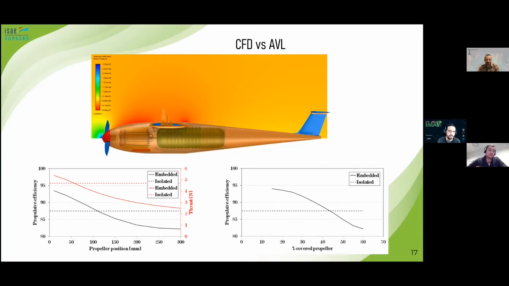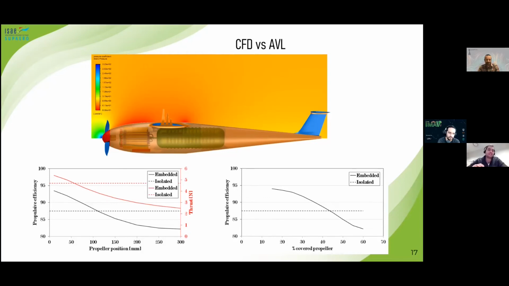So what you can see here on the graphs is that you have two names. You have isolated. That means that there is no integration, so there is no effect of the flow on the propeller. This is just a simple analysis of the propeller, like we are all used to do. On the other hand, you have an example of an embedded propeller, as a function of the propeller position from the cone tip of the aircraft.